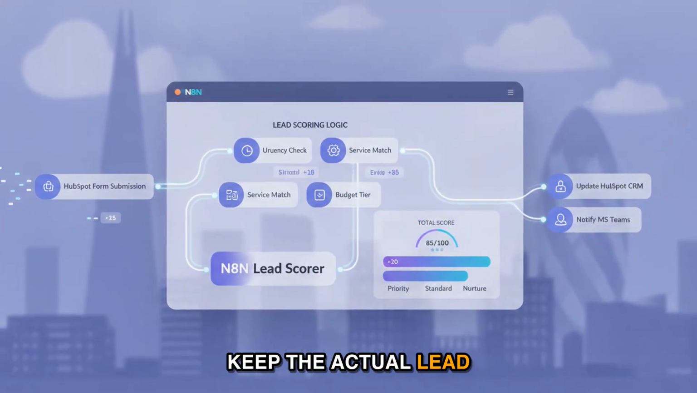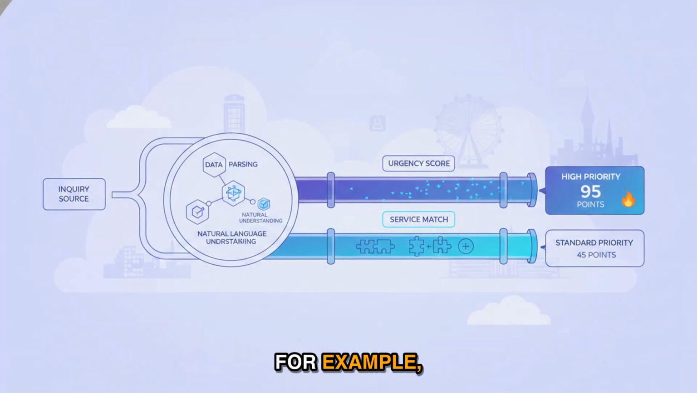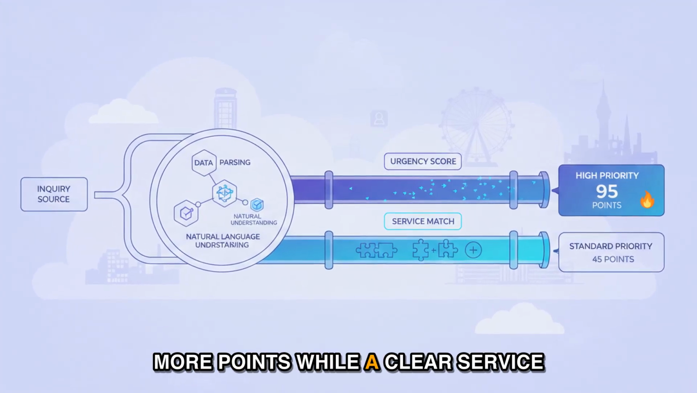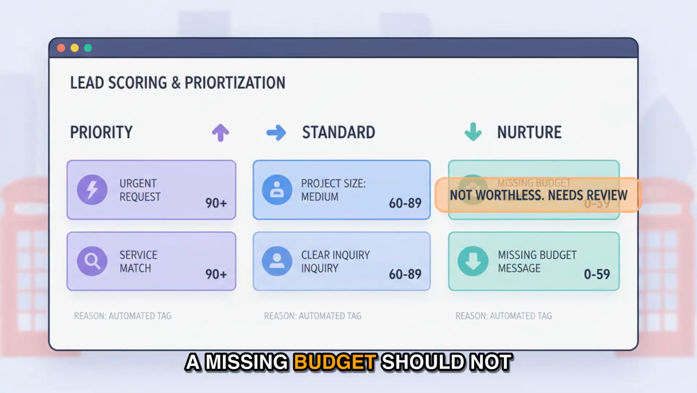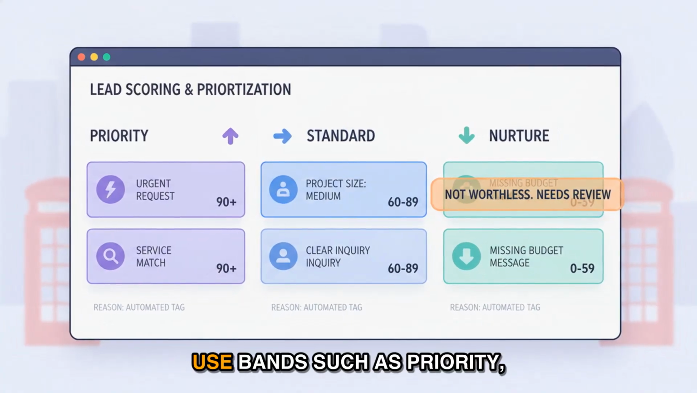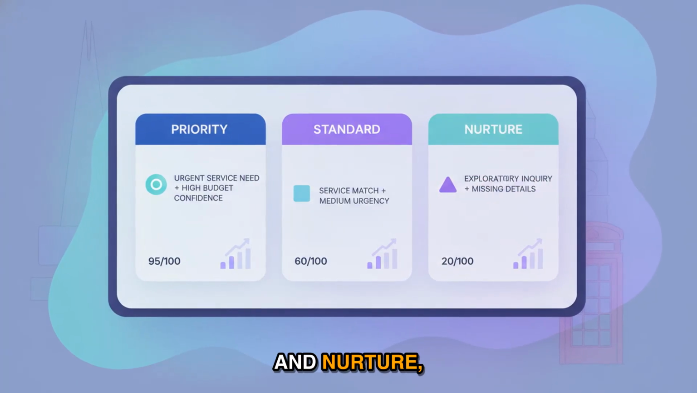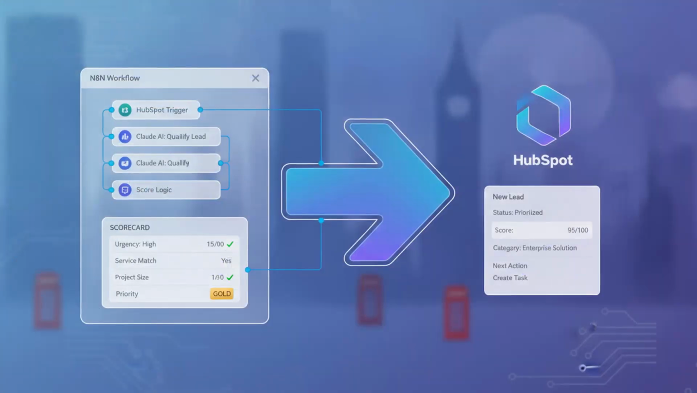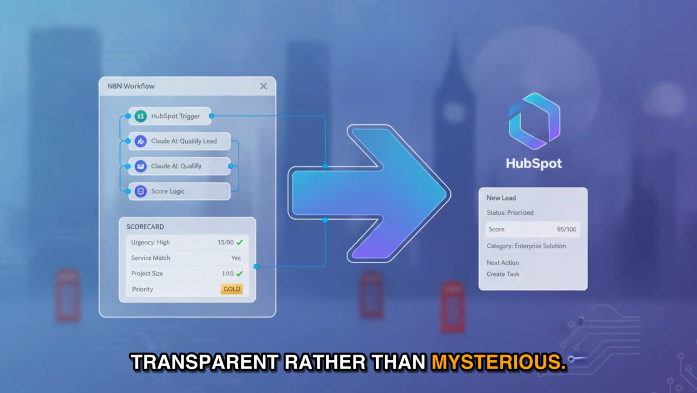Next, keep the actual lead scoring in N8N wherever possible. For example, an urgent request could receive more points, while a clear service match adds further points. A missing budget should not automatically make the inquiry worthless. Use bands such as priority, standard, and nurture, with the reasons recorded beside the score. That makes the workflow transparent rather than mysterious.